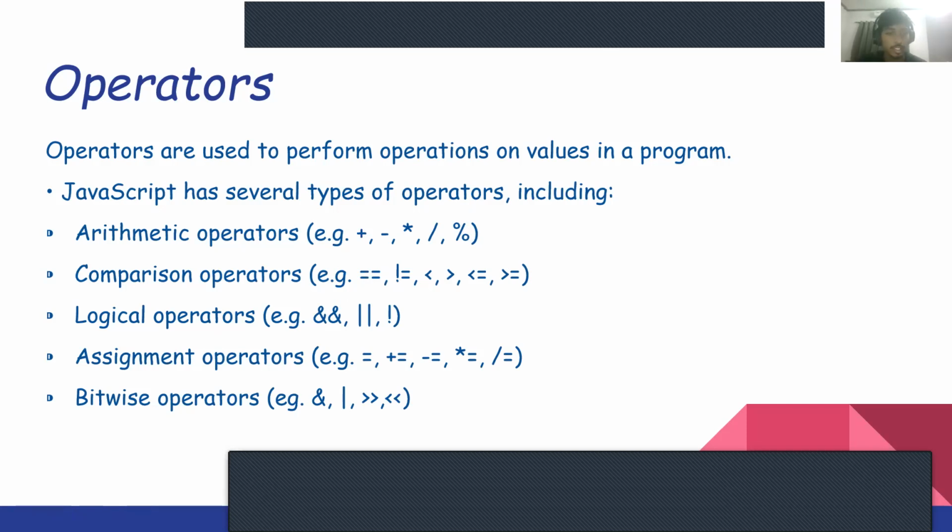In logical operators, we have and, or, and not. In assignment operators, we can assign value using equals to, plus equals to, which will add the one on the right to the left side, minus equals to, multiply equals to. And bitwise operators, which manipulate the bits of a value of a number.